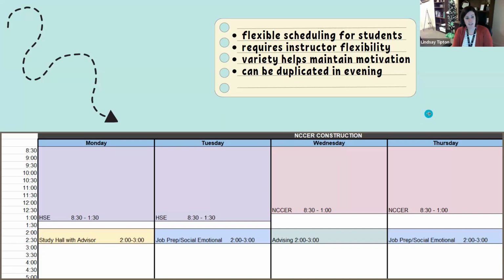And this could be duplicated in the evening. So you could do something similar to this schedule that you could run in the evening and just adjust the times a little bit as you needed to. Any questions or input about this?